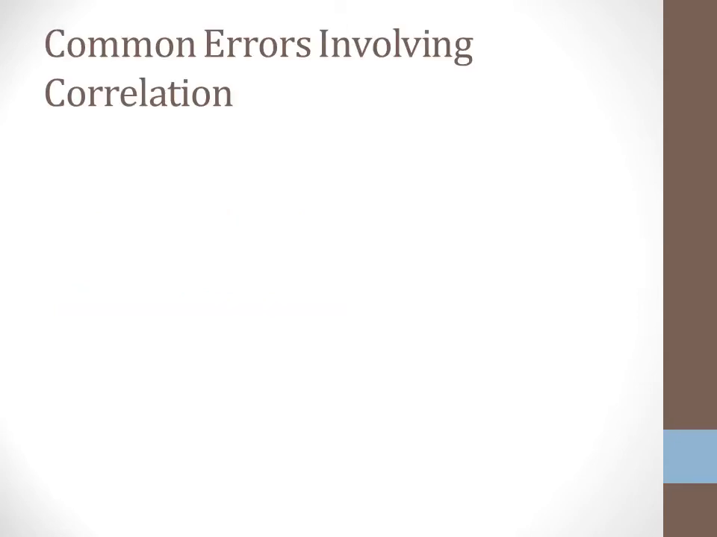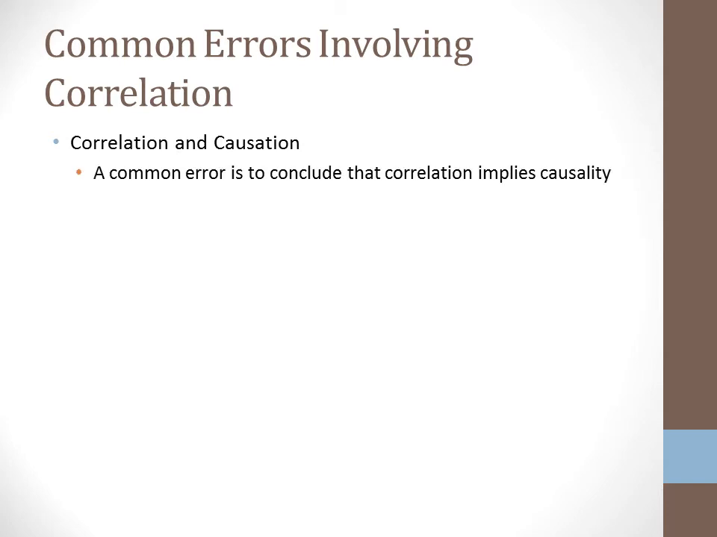More specifically, to understand and interpret the Pearson correlation, we must first understand common errors involved with correlations. A correlation simply describes a relationship between two variables. It does not explain why two variables are related. A correlation should not and cannot be interpreted as proof of a cause and effect relationship between two variables. A common error is to conclude that correlation implies causation.